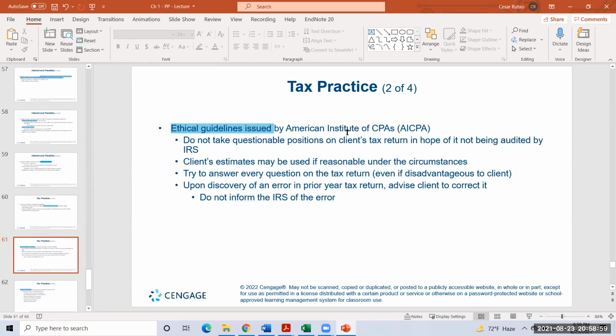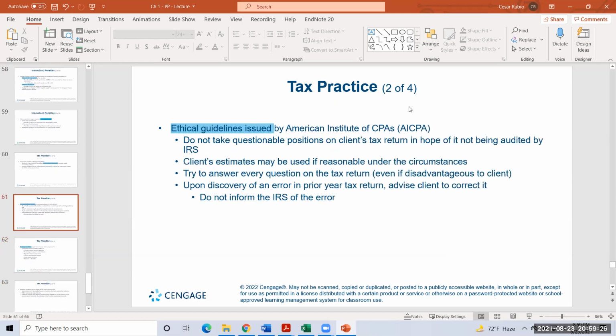Ethical guidelines are issued by the American Institute of CPAs, the AICPA. You will also get guidelines from the IRS. Like if for some reason you have no idea, what do they mean by ethical guidelines? What guidelines, right? Or what do I have to follow? You will find that in this textbook, they'll give you some ideas. The bottom line is that just be transparent, report what you're supposed to report.